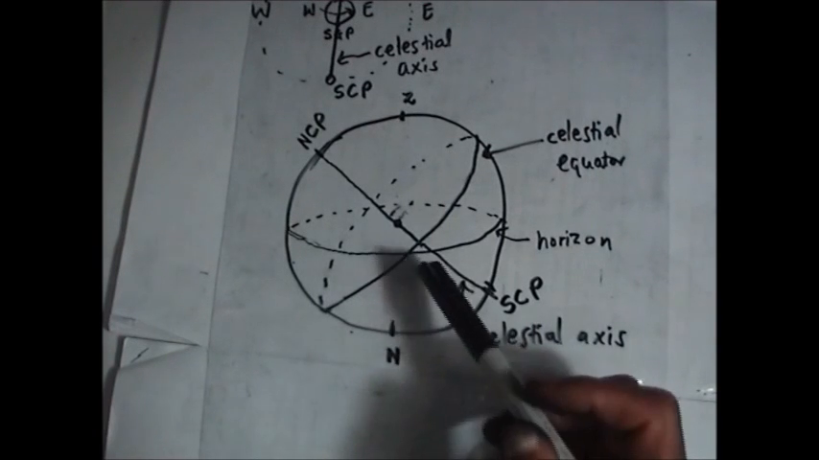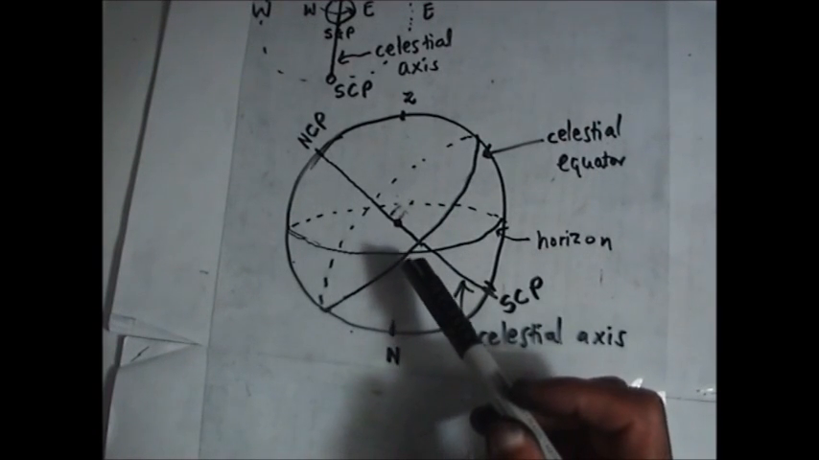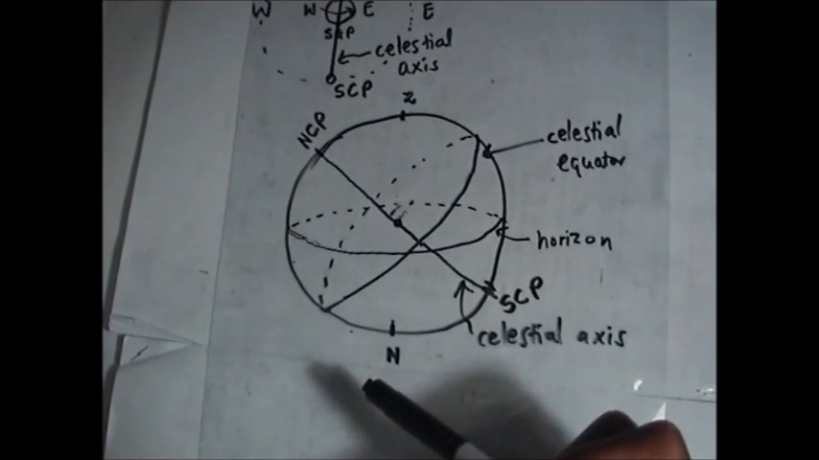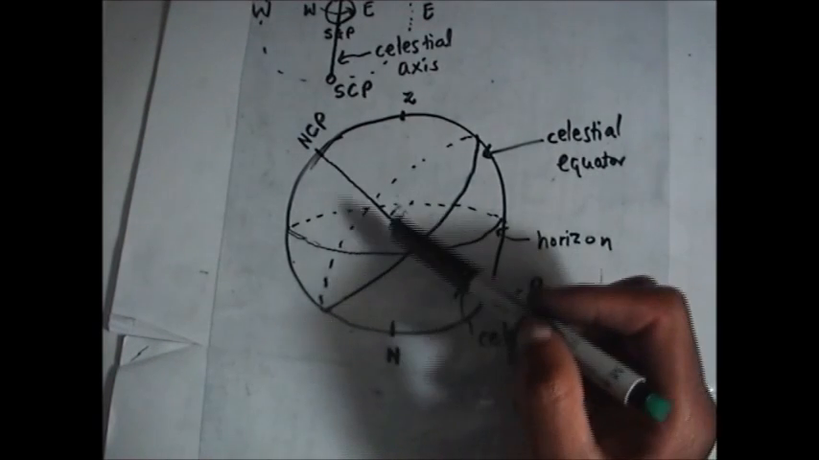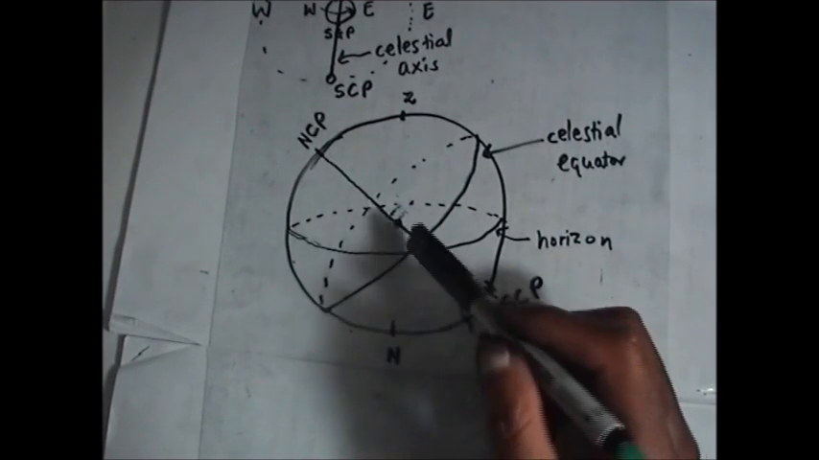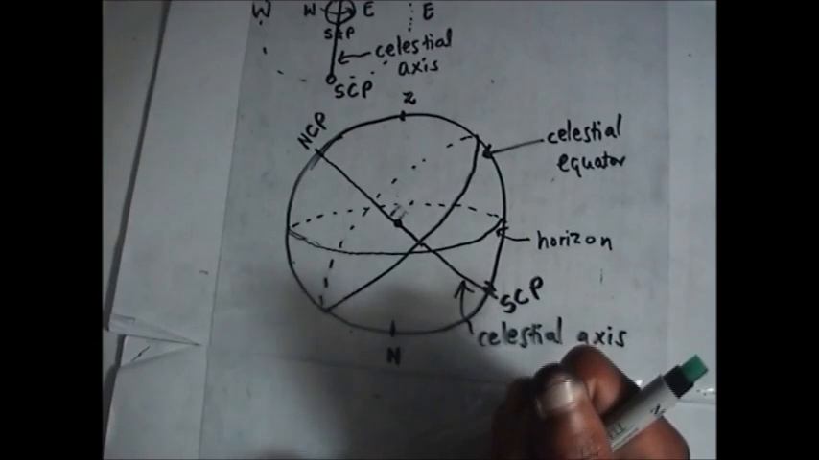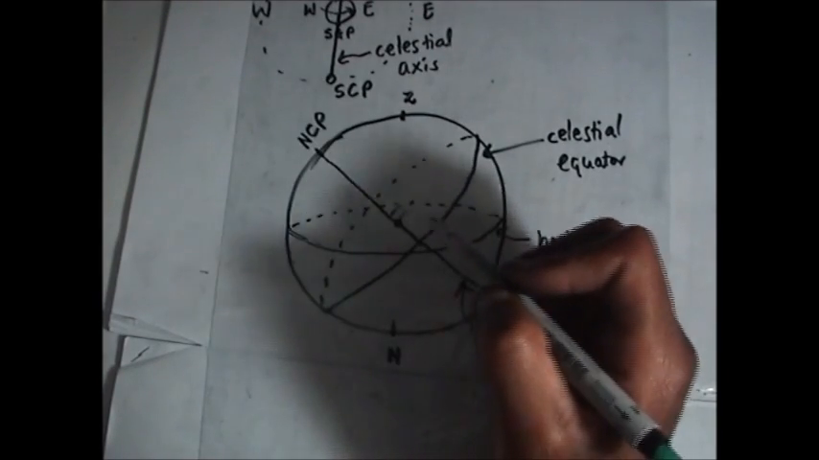So now, this celestial equator cuts the horizon in 2 points, the east point on his right hand side and the west point. So can you see now what is going to happen?